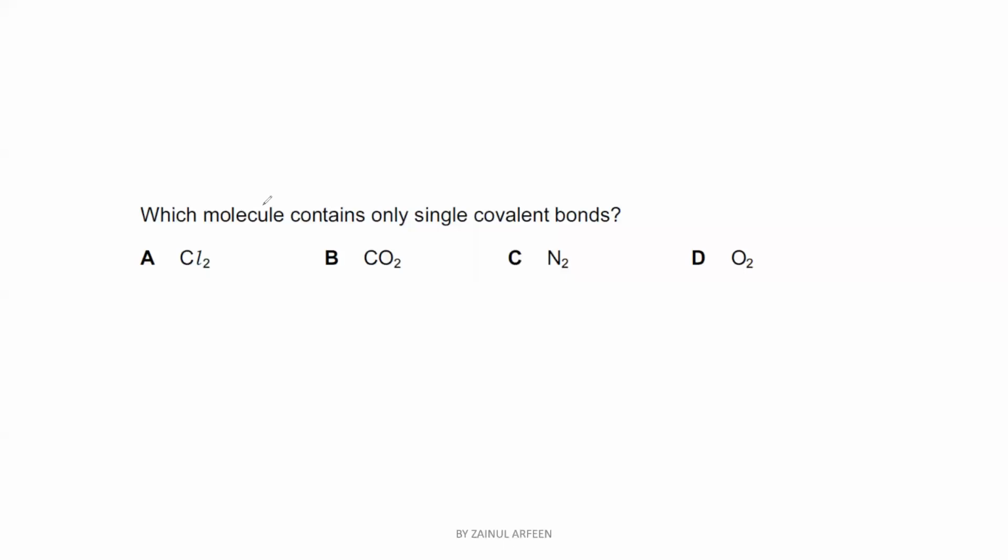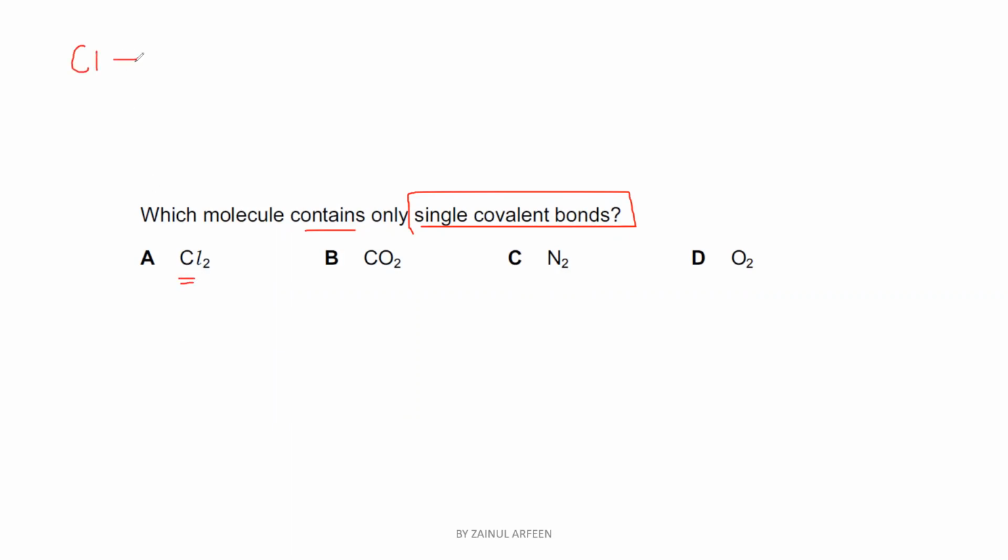So this is a question. The question is, which molecule contains only single covalent bonds? Now, how to check which molecule contains a single covalent bond? For that, we have to draw the structure. I will draw the structure for all. First, I will draw the structure of chlorine.